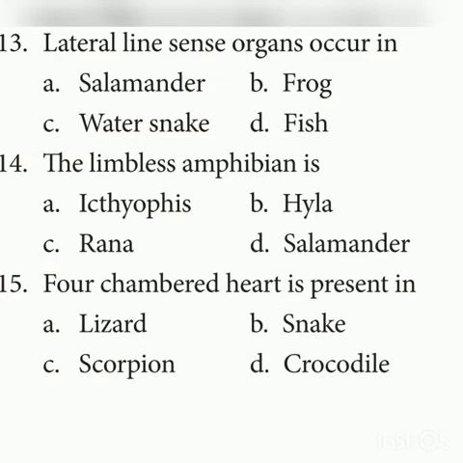13th one, lateral line sense organs occur in fishes. 14th one, the limbless amphibian is Ichthyophis. They do not have limbs. 15th one, four-chambered heart is present in crocodile. See the other options: lizard, snake and scorpion. All the reptiles have a three-chambered heart except crocodile, which has a four-chambered heart.